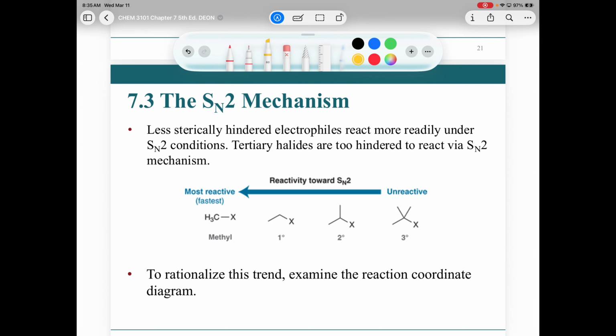Then we go up to primary. Secondary, not so much. And tertiary are virtually unreactive. If you're sitting in the science center and somebody says, here's a tertiary alkyl halide, let's do an SN2, you say, no, it's not going to happen. Just forget about that. That doesn't occur. All right, and I'll show you a little bit of reaction rates.